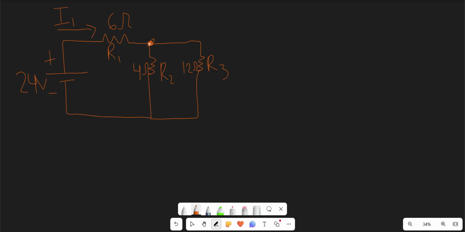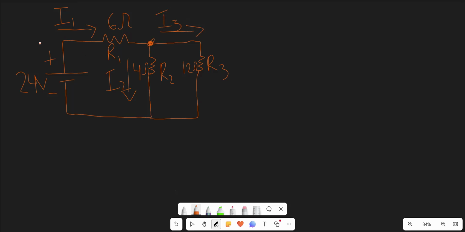paths to choose from. So it could split off and go down the R2 resistor and then make its way back to the 24-volt battery, which is 1 loop, or it can go through this node and then go down the R3 resistor and then make its way back to the 24-volt loop, making a giant loop around the entire circuit. So this means that it's going to split off into 2 other currents, which we can call I2, and then this current here, we can call it I3.